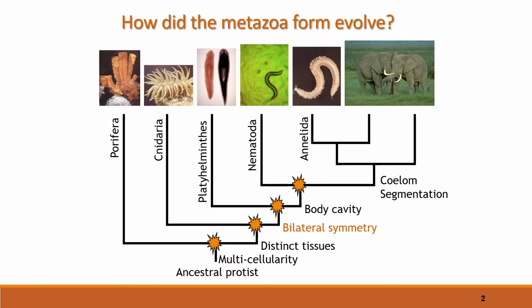Here's our hypothetical phylogeny, which we introduced last week. Here highlighting these major evolutionary innovations with multicellularity highlighted by the sponges. We've got distinct tissue layers highlighted in the Cnidaria. And in this session, the major evolutionary innovation we will consider in relation to the platyhelminths is bilateral symmetry.